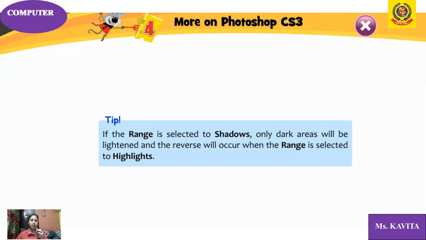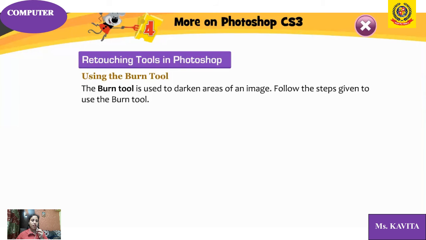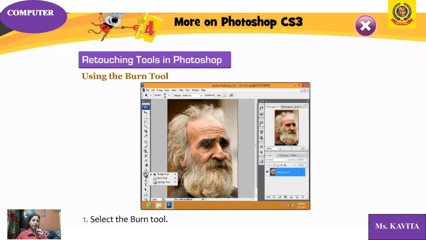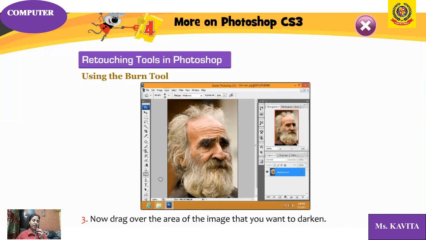Now retouching tools in Photoshop. The burn tool is used to darken areas of an image. Follow the steps given to use the burn tool. Select the burn tool. In the options bar, select brush shape and size. Set exposure as 50% and range as midtones. Now drag over the area of the image and the dragged over area will become darker.